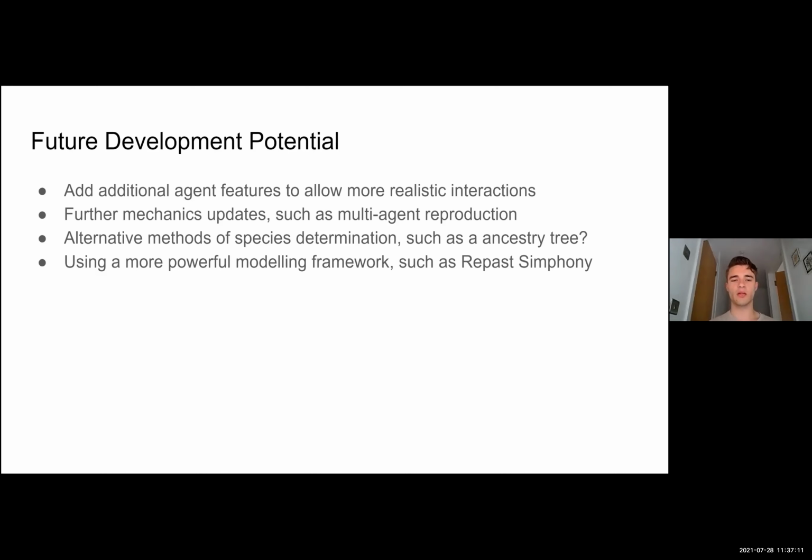There could also be alternative methods of species determination rather than unsupervised clustering. A different clustering algorithm could be applied, or there could be some sort of ancestry tree where species are defined by their lineage rather than just which other agents they're most similar to. And finally, it could be developed in a more powerful modeling framework, such as Repast Simphony, because this could allow for larger scale simulations, and this could perhaps lead to more interesting and insightful results.